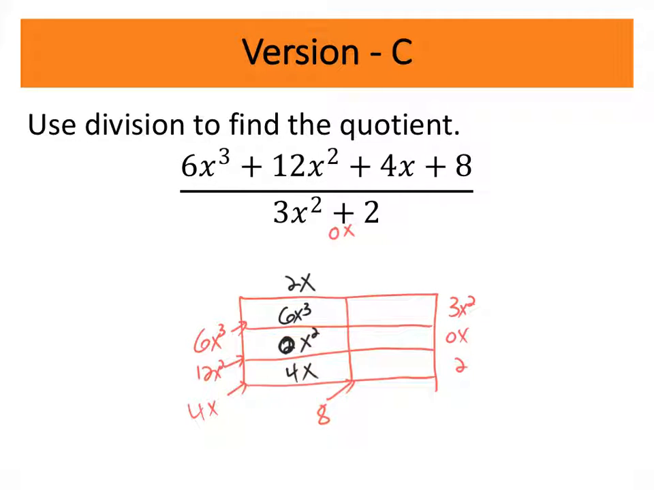I can do this top one. 0 times 0, 0x squared plus something is 12x squared. That's got to be 12x squared, which means that this has got to be 4, 0x, and my check is my 8. Perfect. So the answer to this division problem is 2x plus 4.